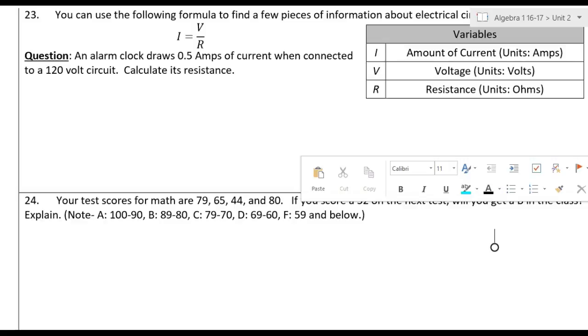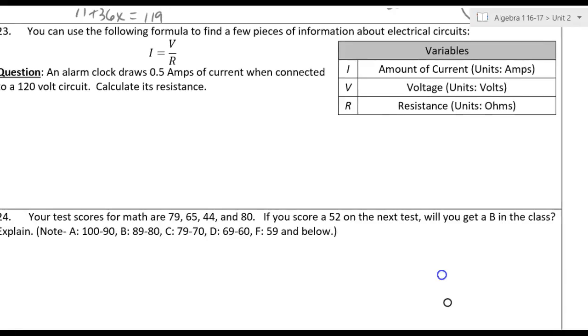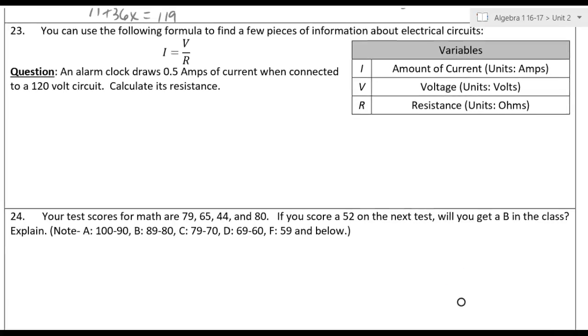Alright, so this is going to be the video for number 23 and number 24 from your Unit 2 review. We're going to give the formula I is equal to V over R, and they tell us what those mean. I is for the amps, V is for the volts, R is for the resistance or ohms.